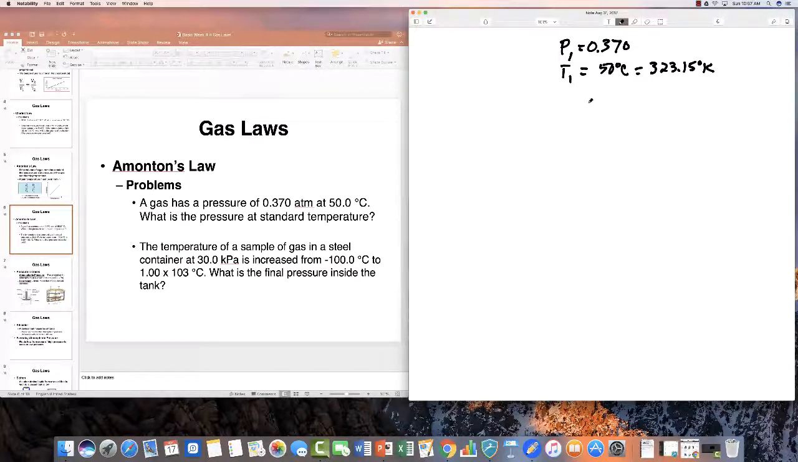What is the pressure at standard temperature? Now, you don't know this, but you're going to know it now because I'm going to tell you. Standard temperature is 0 degrees centigrade, or it's 273.15. So the question is, what's P2 now?